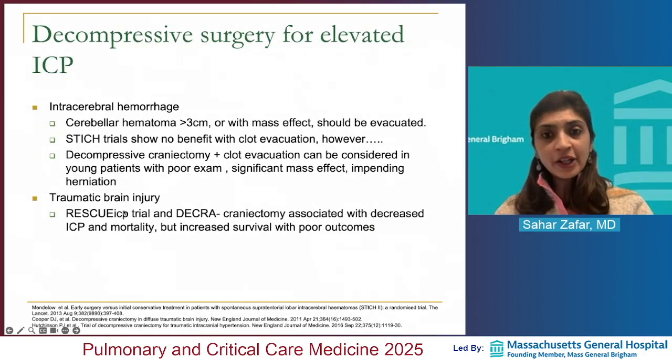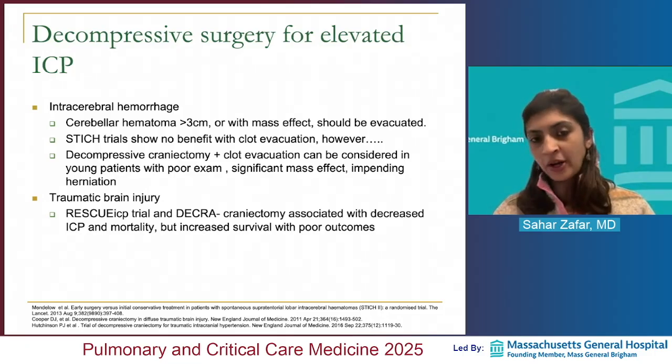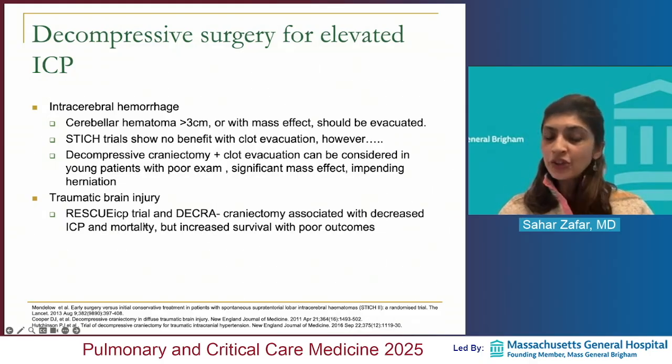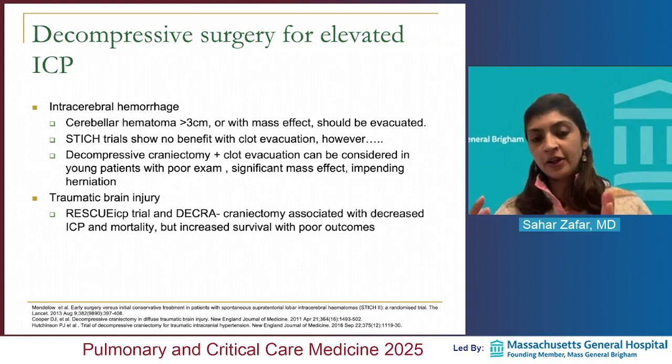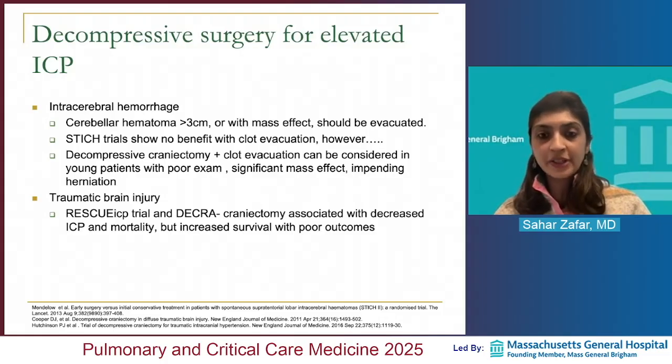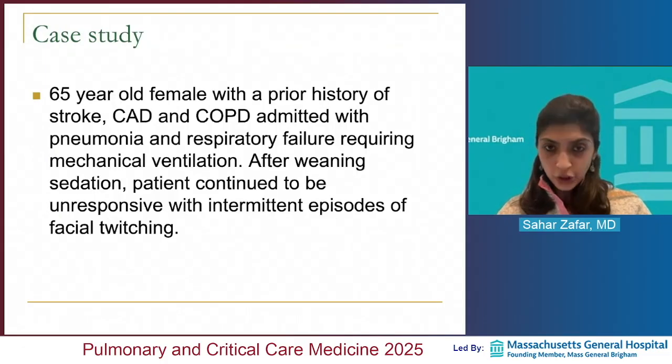Decompressive surgery for other types of injuries. For intracerebral hemorrhage, in general, trials have shown decompressive surgery can improve survival, but not outcomes. So again, we will consider it as a life-saving measure, especially for younger adults. In patients with traumatic brain injury, similarly, craniectomy has been shown to improve survival, but not level of disability. And so it's often considered as a life-saving measure, especially for younger adults presenting with severe TBI that have impending herniation.